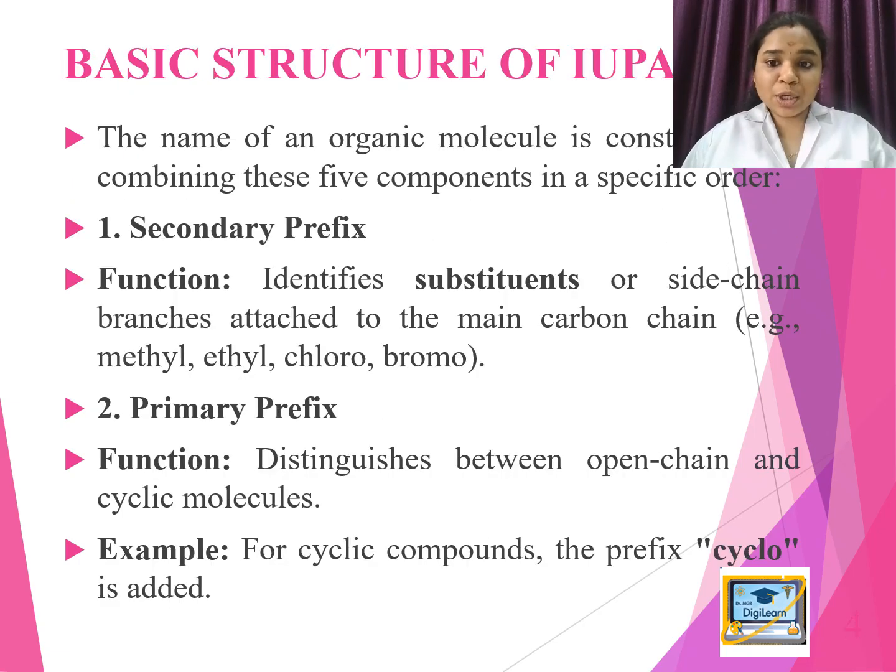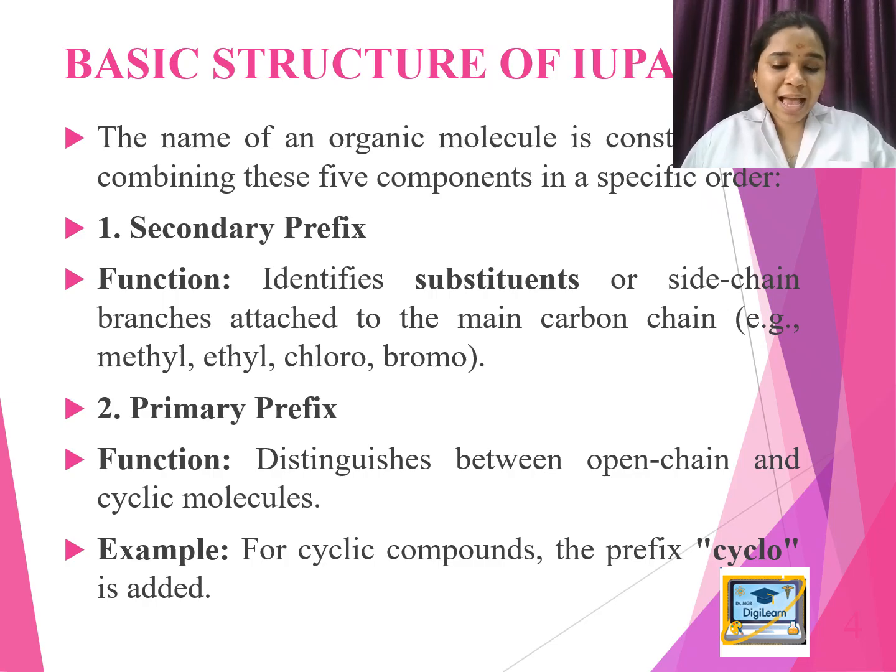Basic structure of IUPAC name. The basic structure of an IUPAC name is divided into three parts: prefix, root word, and suffix. The prefix and suffix are further classified into two types: primary and secondary. We'll see one by one. What is meant by secondary prefix? The secondary prefix identifies the substituents or the side chain branches attached to the main carbon chain.